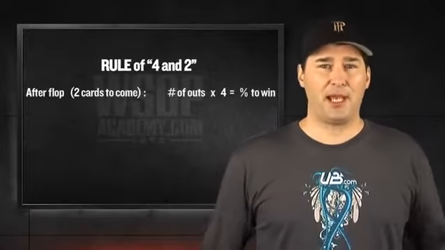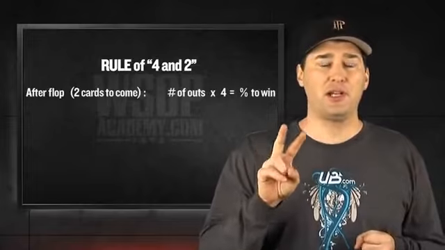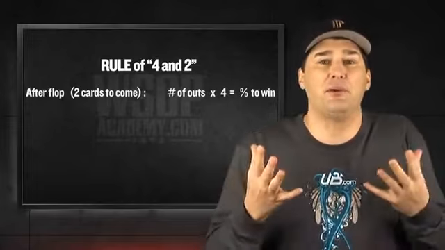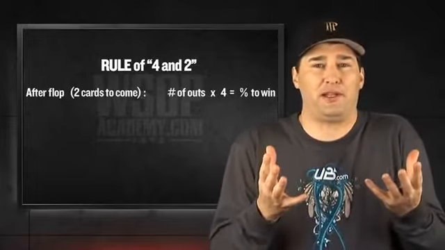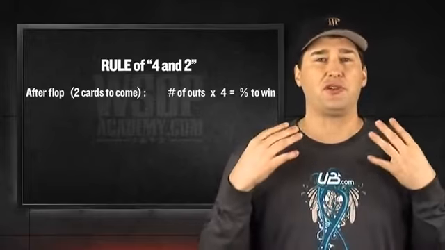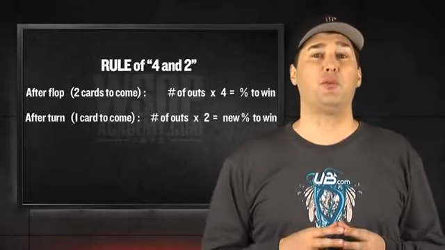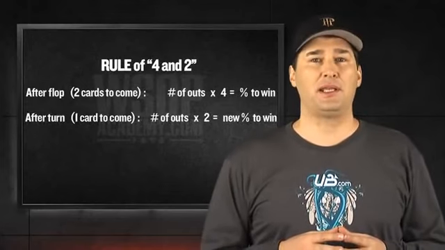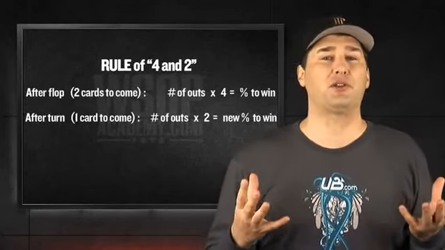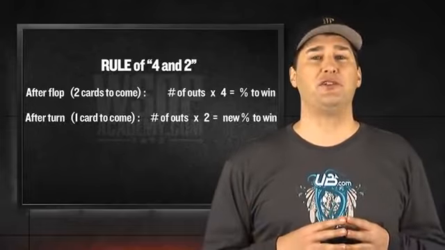Very simply, after the flop, when there are still 2 cards to come, calculate the number of outs that you have and multiply that number by 4. The result is your percentage of winning the hand. After the turn, when there's only 1 card to come, calculate your number of outs and multiply that number by 2 to find your new percentage of making your hand.